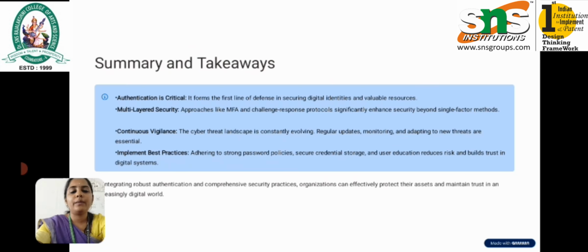The summary and takeaways of this presentation: authentication is critical. Multi-factor layered security, like challenge-response protocols, is the way forward in the security world. Continuous vigilance: the cyber threat landscape is continually evolving, so regular updates, monitoring and adapting to new threats are essential. Implementing best practices, such as strong policies, secure credential storage and user education, reduces the risk of brute force attacks in digital systems.